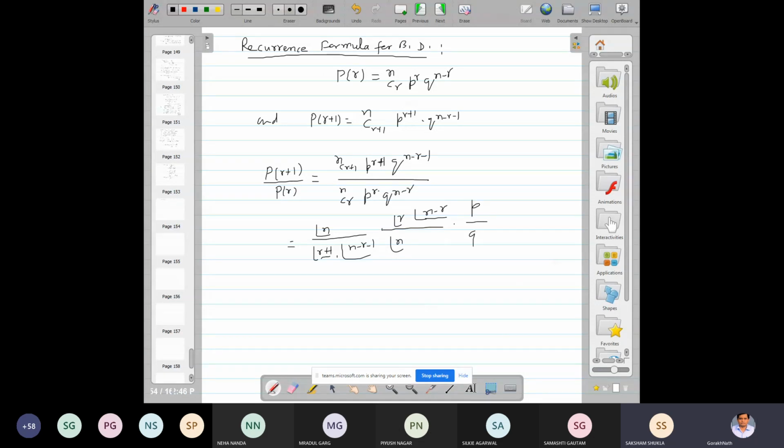This n cancels out, and if r+1 we take common, this will become (r+1) factorial r. So this r cancels out, and here n-r we take common, so then this cancels out. So it becomes (n-r) upon (r+1), and p upon q.